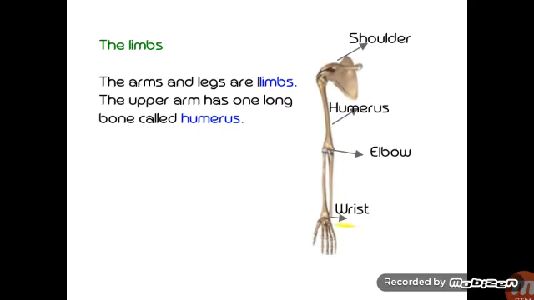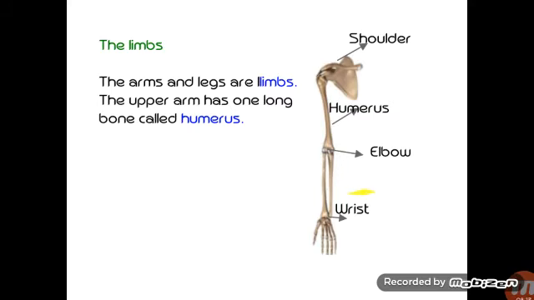So the upper arm has one long bone, and that is called humerus. The lower arm has two bones. Here you can see two bones, no? One, two. See, two bones are there. The upper arm has only one bone, but the lower arm has two bones.